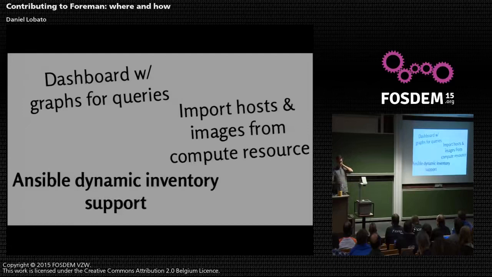We have a dynamic inventory for Ansible that some guy made more or less one year ago. I tested it and it works with all versions, but it's now abandoned because the guy left the company where he used this. So if anyone wants to start improving how the Ansible dynamic inventory works with Foreman, that would also be a nice initial contribution.